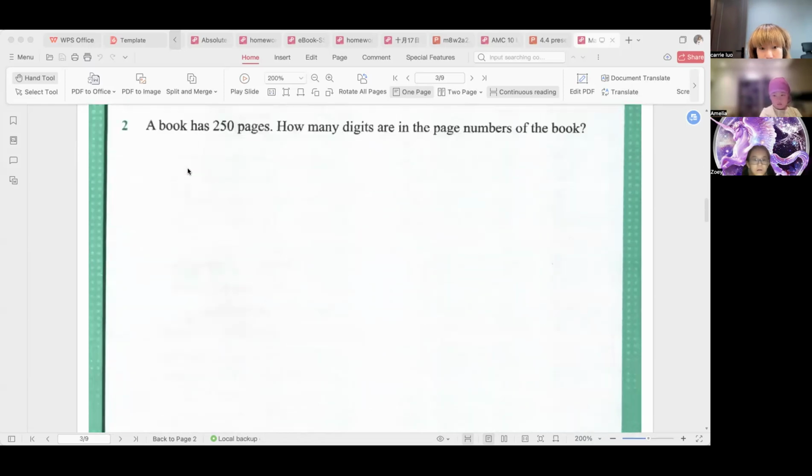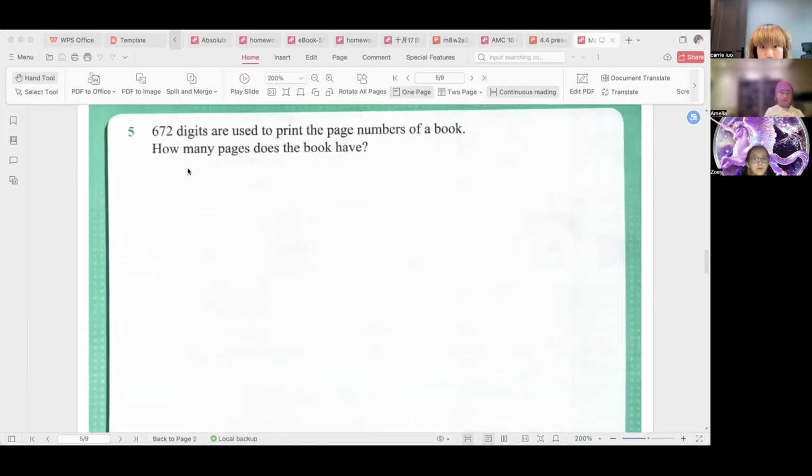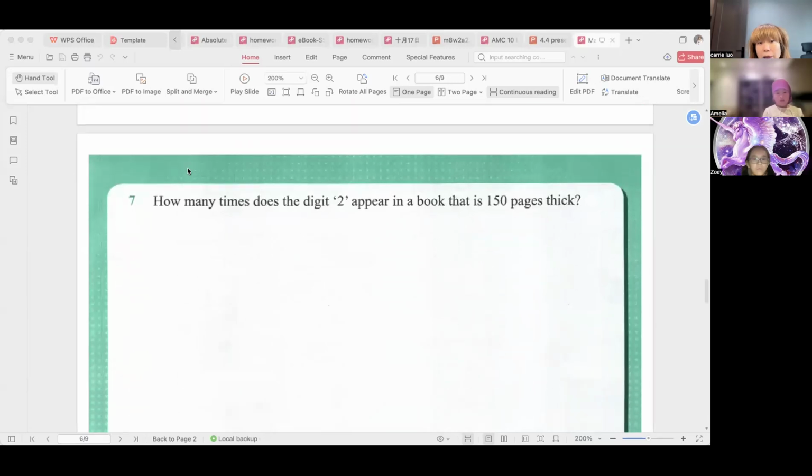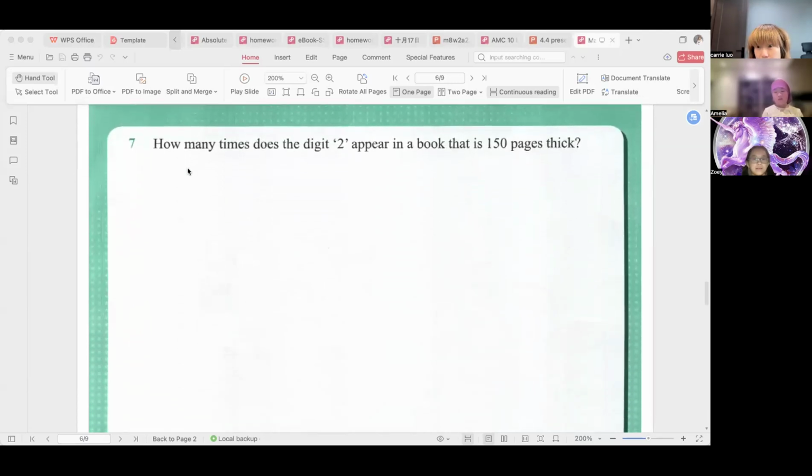So let's take a look at this one. Okay, so we're going to practice this one. Let's take a look at number 7. Zoe, it's not every single question there, right? So let's take a look at this one. How many times did the digit 2 appear in a book that is 150 pages thick? Amelia, 你要开始做啊？Yeah, I'm doing.